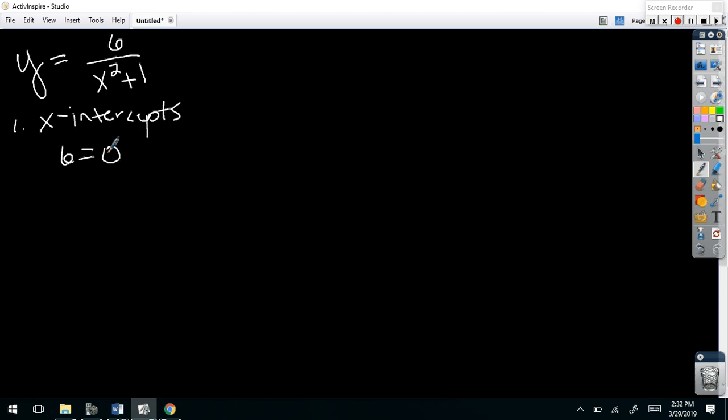Well, wait. Is 6 ever going to be 0? Can you solve that for x? You can't solve it for x because there is no x. 6 is not going to be 0, so this tells me that there are no x-intercepts. So this graph is never going to cross the x-axis. But it'll never cross. Or maybe it's bounded and it doesn't, yeah.